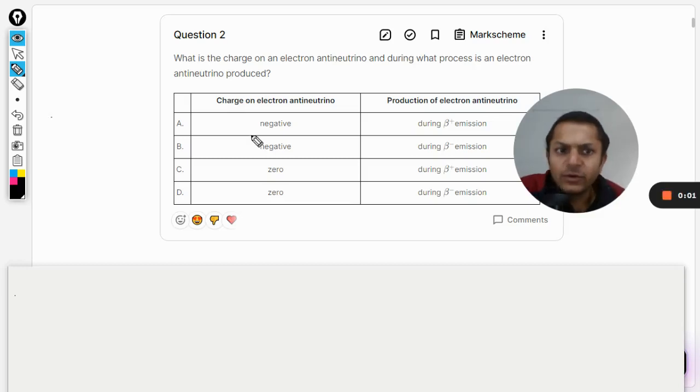Okay, dear student, let us see what is there in this question. What is the charge on an electron antineutrino and during what process is an electron antineutrino produced?